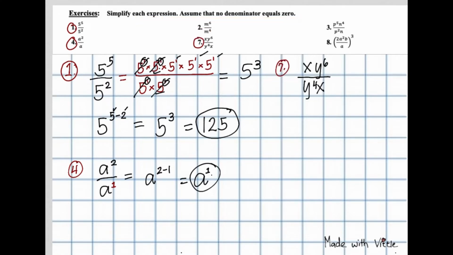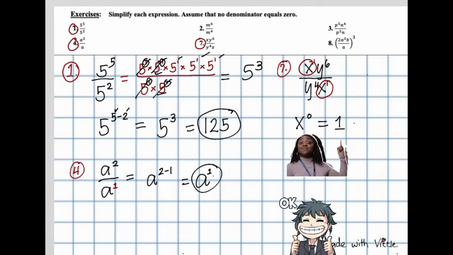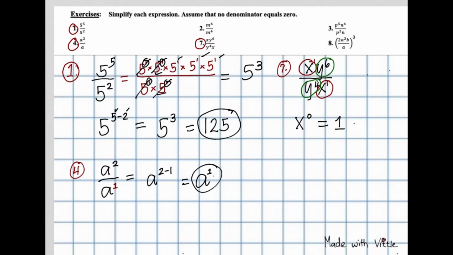y to the sixth power divided by y to the fourth power x. Both x's on the top and at the bottom have the first power. Subtract their powers, then it's going to be x to the 0 power. And you know that x divided by x, or any number divided by itself, will just turn into 1. So anything that has a 0 power will just be equal to 1 whole. Don't forget that, okay? Now we have the y to the 6th divided by y to the 4th. Subtract their powers. Therefore, our final answer is just y to the second power.